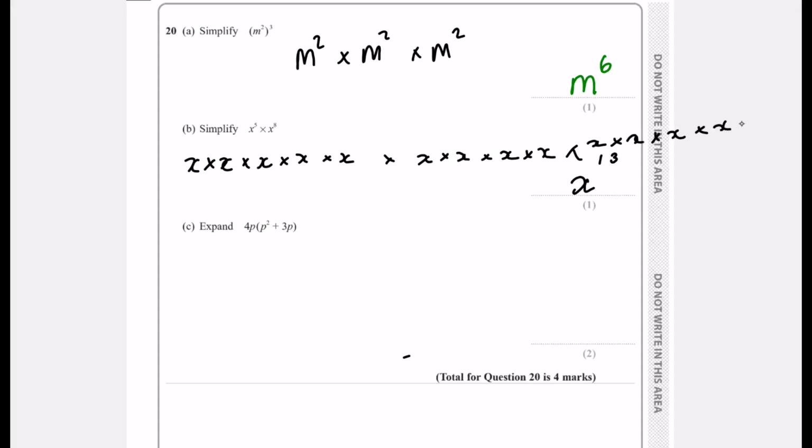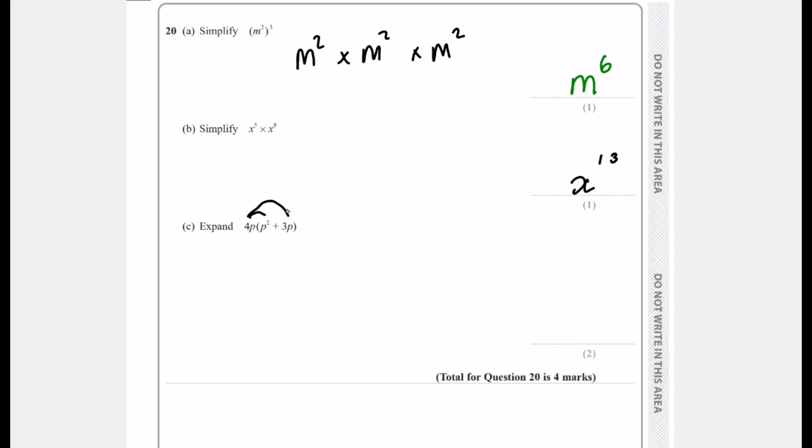So in total, we've got 13 x's times together. And part C, expand. So that means take out of brackets, times then times 4p times p squared. So 4 and p times p squared is p cubed. P times p times p. 4 times 3 is 12. And p times p makes p squared.